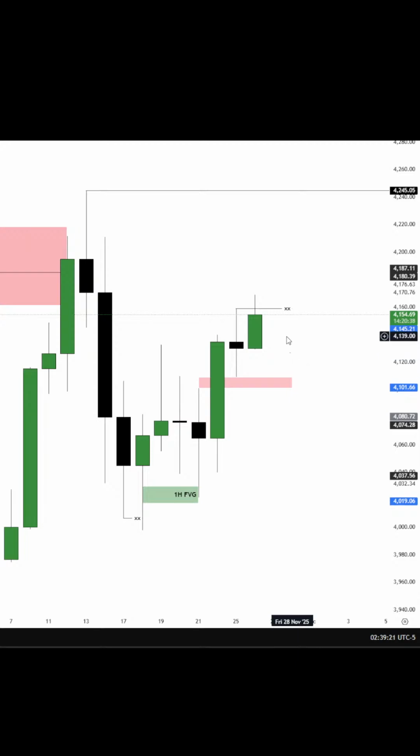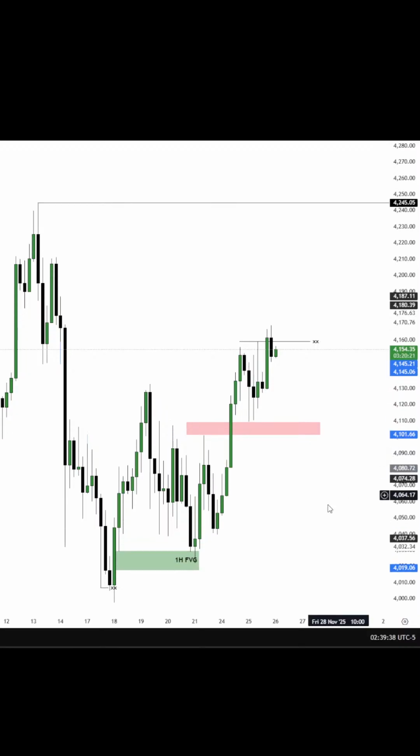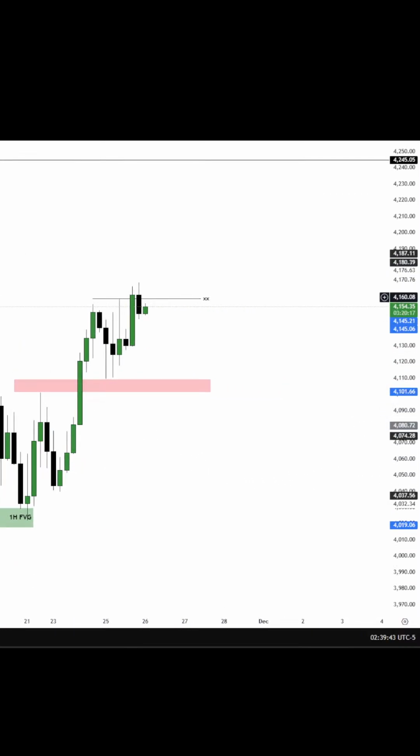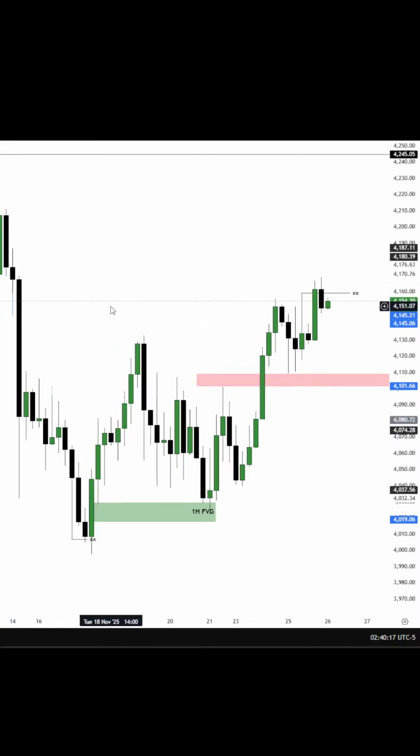So in the short term, we have to shift to the 4 hour, and here you can see that the market has taken the liquidity, this one, sorry, and then the market has tapped in this order block right here, and it has taken the liquidity too.